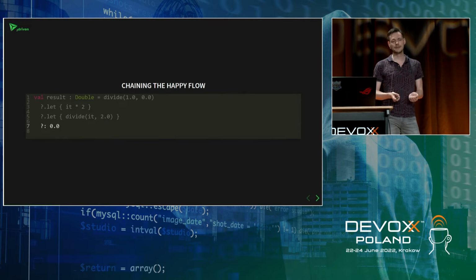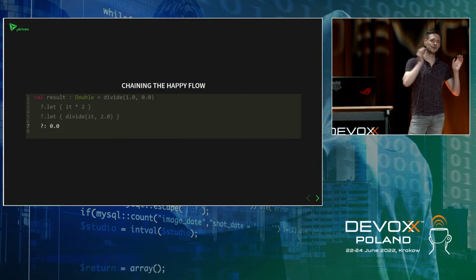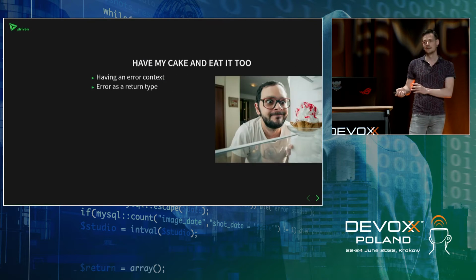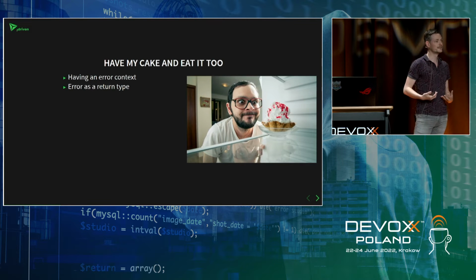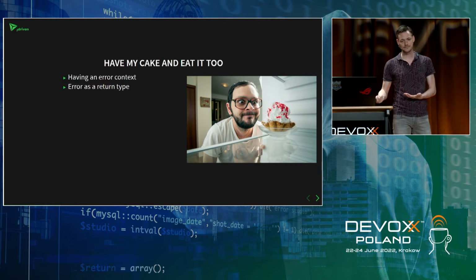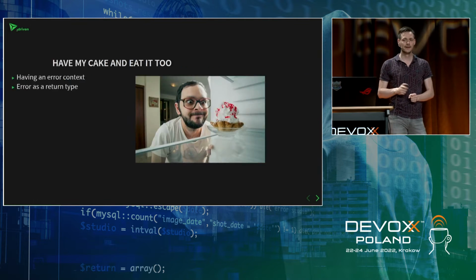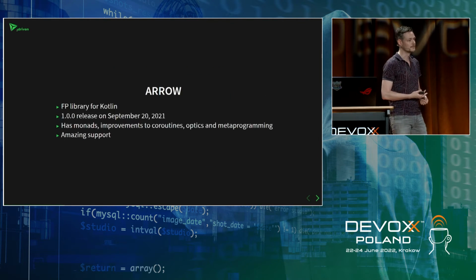So basically, I would like to have them both. I would like to have an error context, and I want to have the error as a return type. So I kind of want to have my cake and eat it too. And in my search to have that cake and eat it too, that's where I found the Arrow framework.